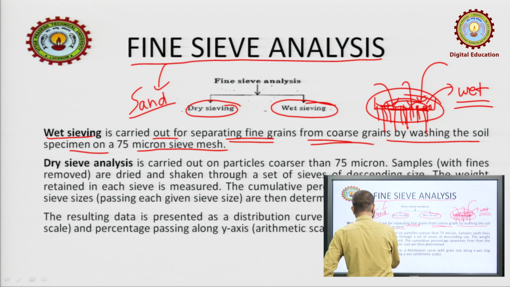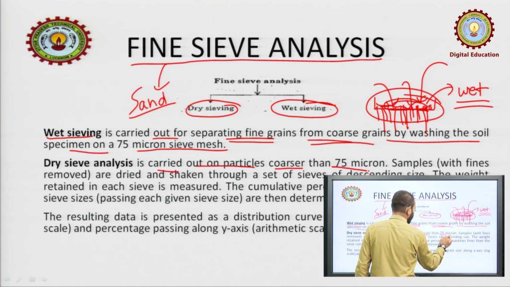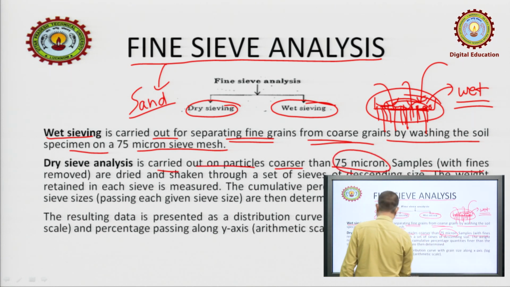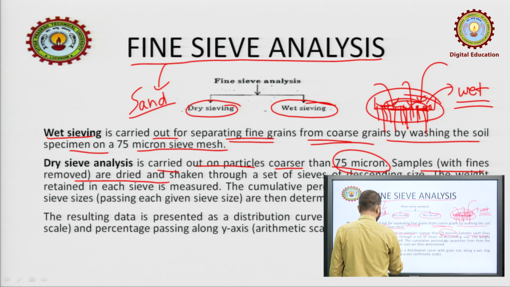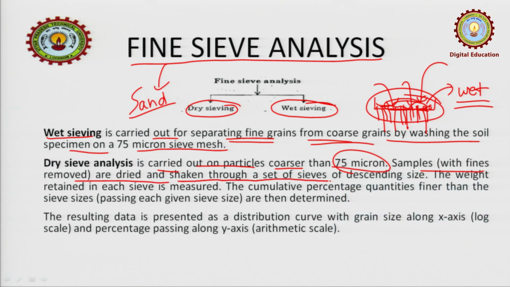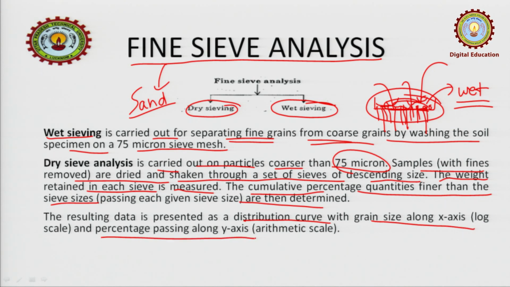And dry sieve analysis is carried out on the particles coarser than 75 micron. Samples with fines removed are dried and shaken through a set of sieves of descending size. The weight retained in each sieve is measured. The cumulative percentage quantities finer than the sieve sizes are then determined. The resulting data is presented as a distribution curve, grain size along the x-axis, percentage passing along the y-axis.